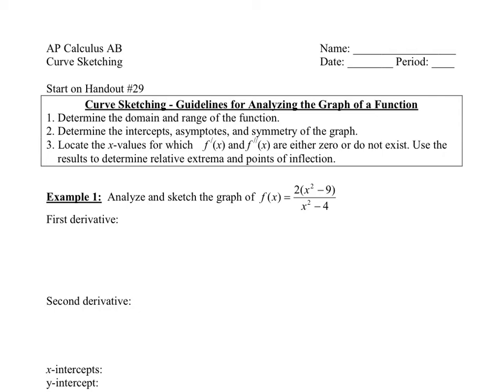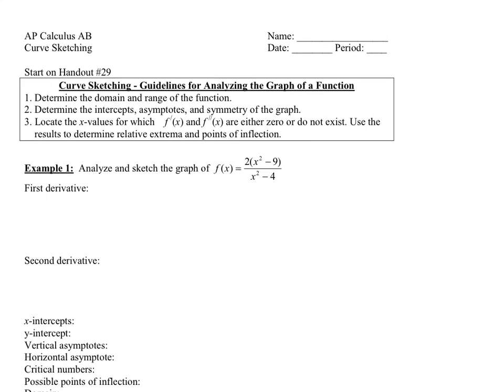So, let's start with our domain. What's the domain? X cannot be equal to plus or negative 2. Yeah, there we go. X cannot be plus or minus 2, because that'll make the denominator equal to 0.